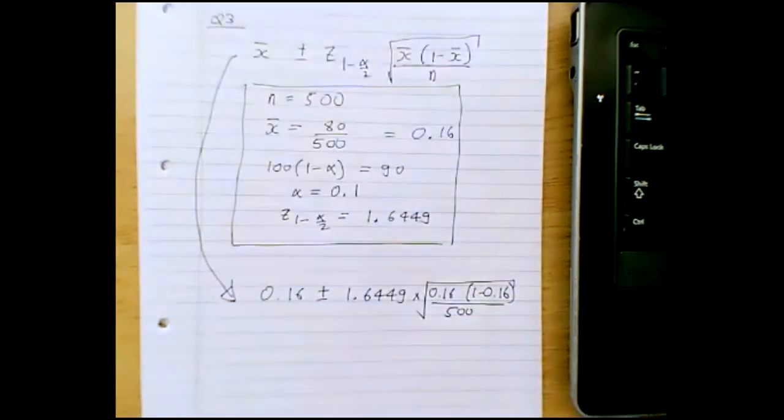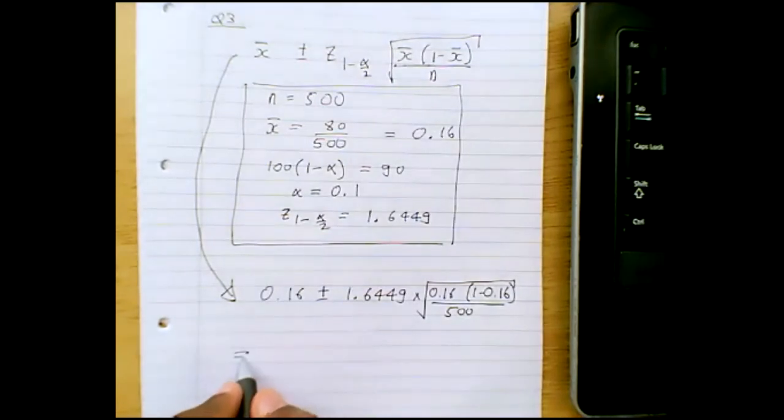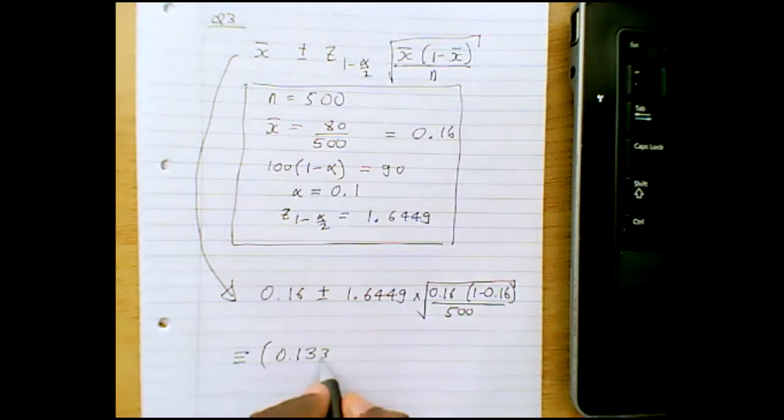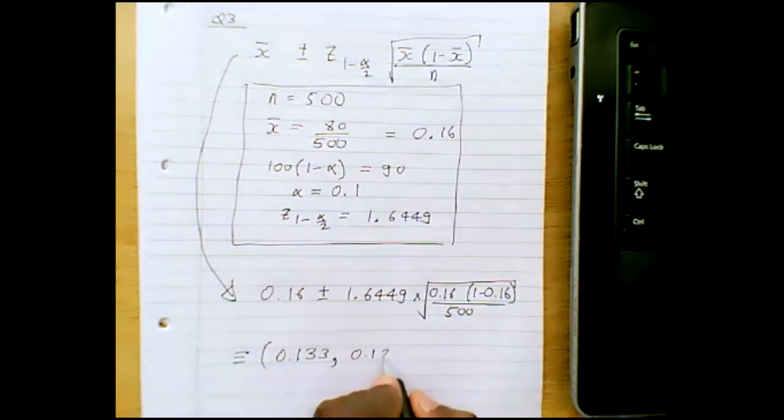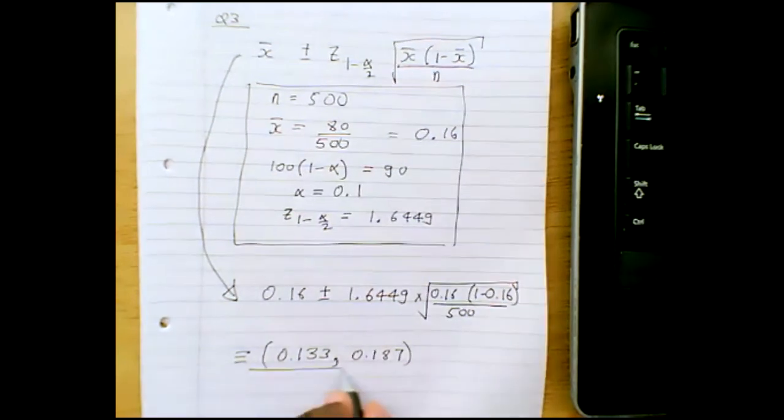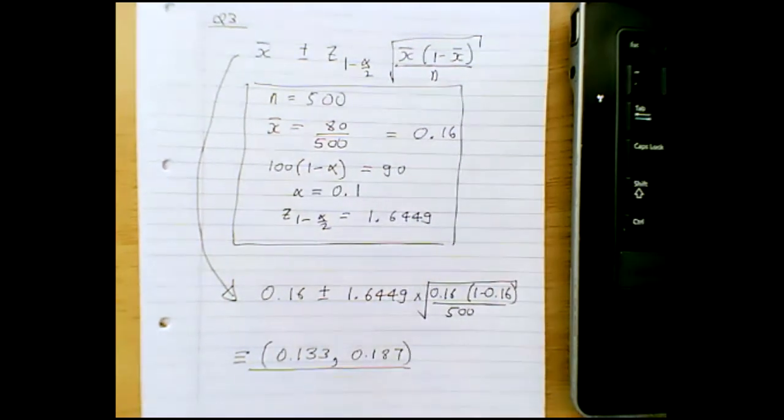All right. Now, if you do the math for this, the lower limit will be 0.133. The upper limit will be 0.187. So this is the 90% confidence interval for the proportion of people who have 3 or more television sets.